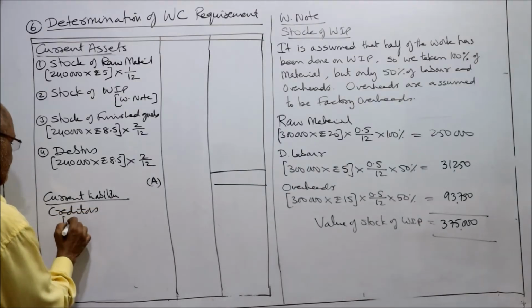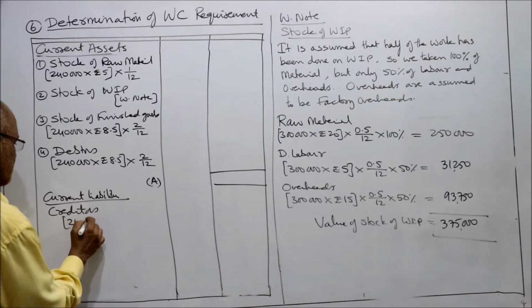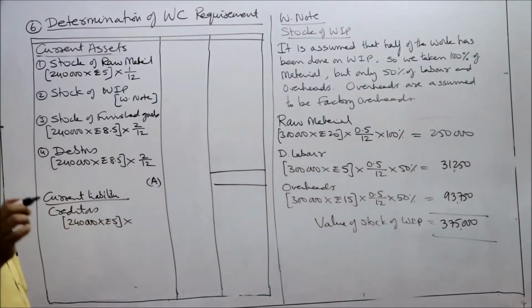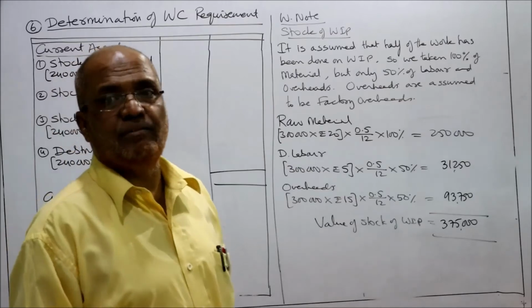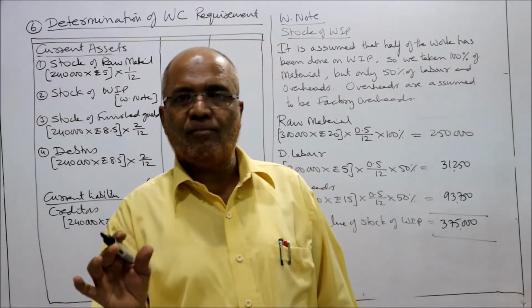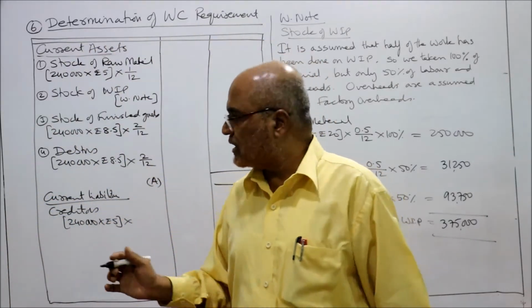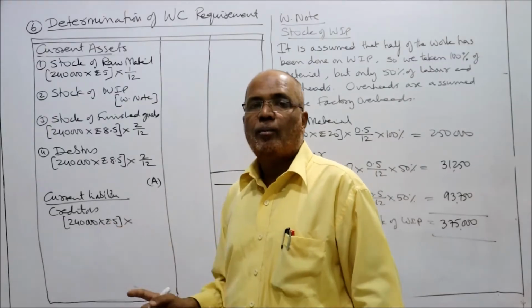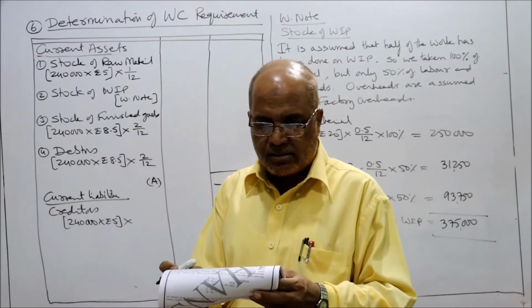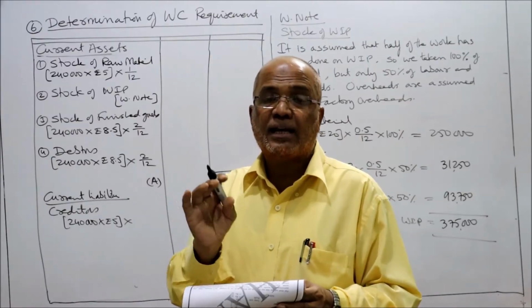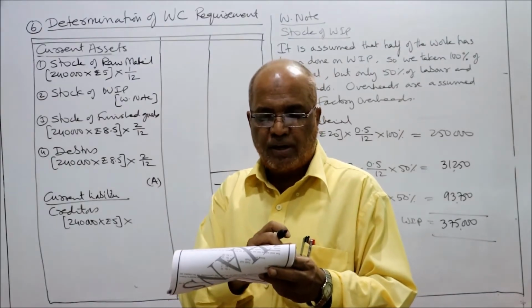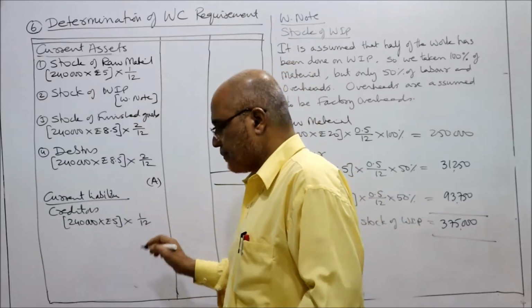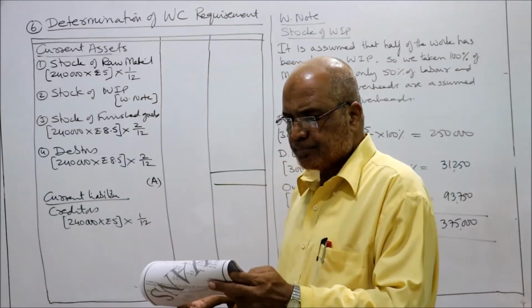Creditors. 2,40,000 units into rupees 5 into. ये creditors जो रहते हैं ये material की वजह से. The creditors are for the purchase of material. So that's why we have taken 5 rupees material per unit. ये 1 साल का material होगा. How much credit period allowed by creditors? Supplier. Supplier कितना credit period दिया? D point. Credit allowed by supplier is 1 month. Finished. Over.